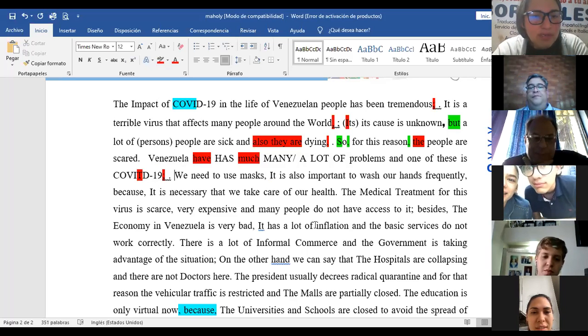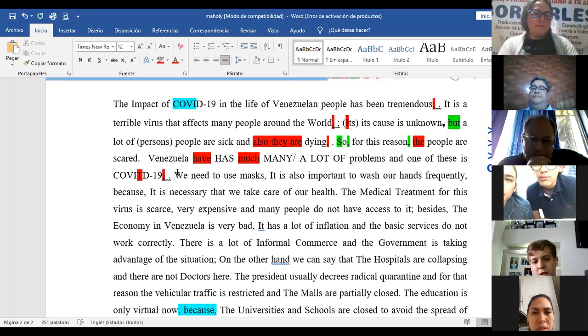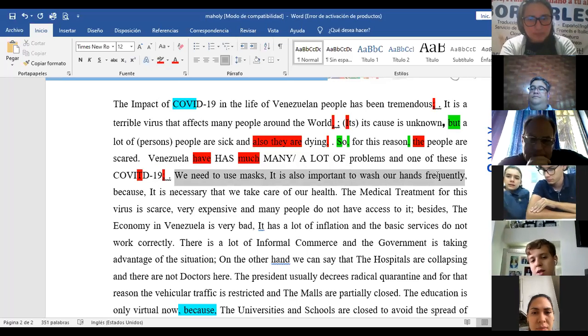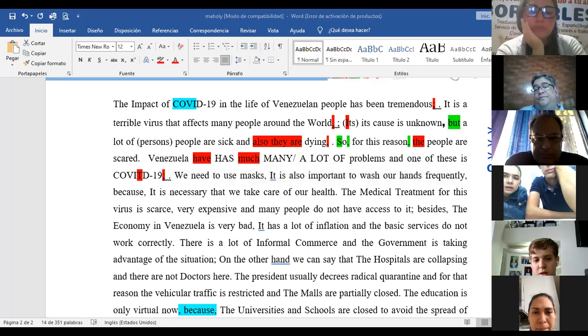Dice, we need to use masks. It is also important to wash our hands frequently because, ahí esa, vamos a acomodarla. ¿Cómo sería? It doesn't need capitalization. ¿Dónde? It, the word it. Okay, we need to use masks. Punto y coma. ¿Será? It is also important to wash our hands. ¿Qué dicen ustedes? Semicolon, period, coma.